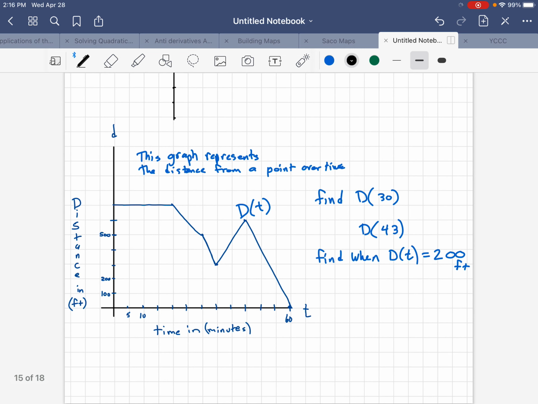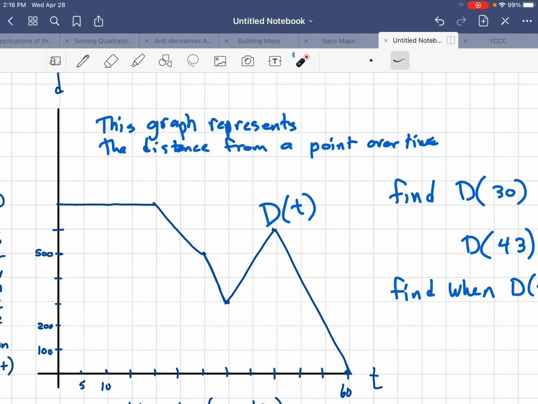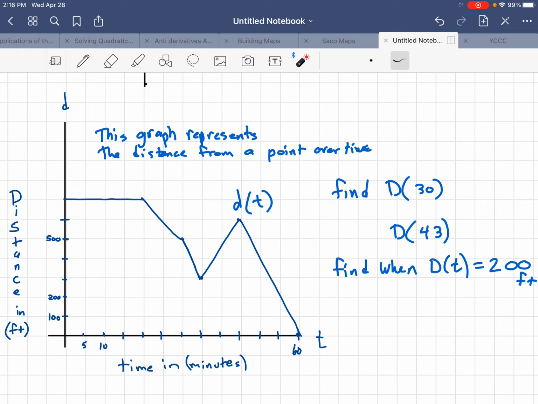Let's take a look at the second example. Now, if you can read my chicken scratch here, this graph represents the distance from a point over time. So here's our time, and here's our distance. Of course, my lettering should probably match up, lowercase d here. Scale is important, so let's investigate. 5, 10, 15, 20, 25, 30, 35, 40, 45, 50, 55, 60. So it works out nicely there. The distance is going up by 100s. I like to add in stuff that might be pertinent, here's a 700, 600. I don't know what's going to be needed. So let's just take a look.